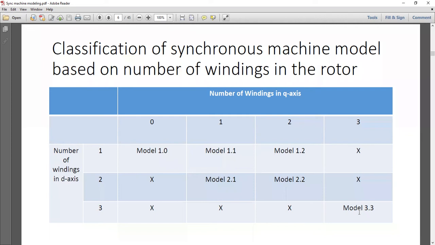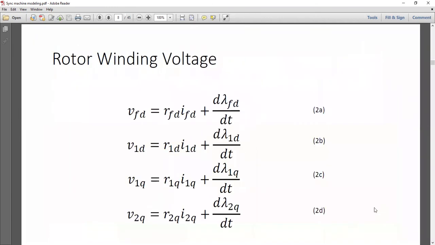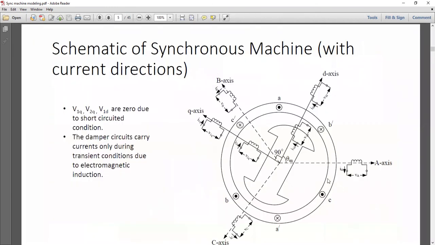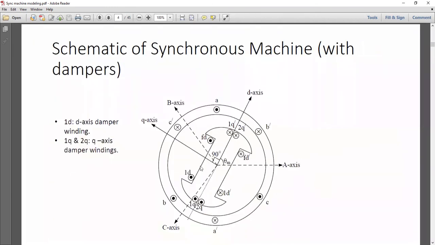And the final one, the most complex one, which can capture probably the most complex dynamics that come through the synchronous machine study, is 3.3. So 3.3 means probably you have to add 2D dash here and 3Q dash here. That would be 3.3.